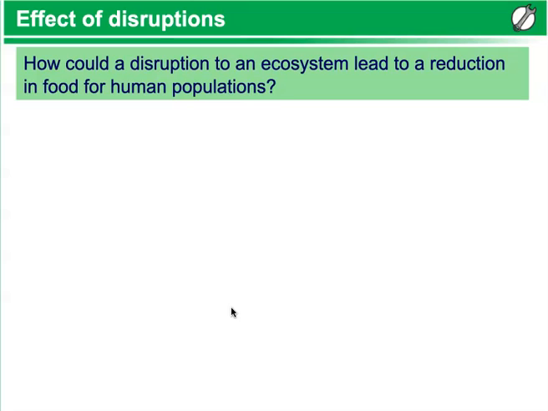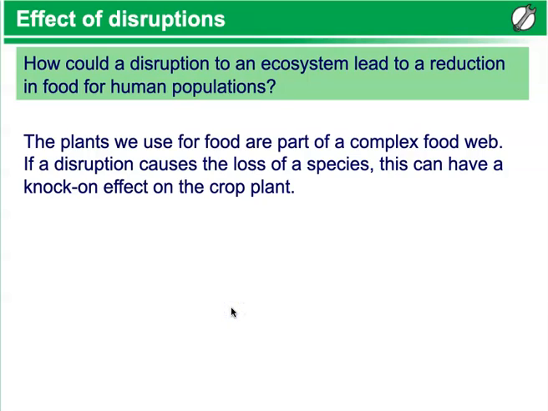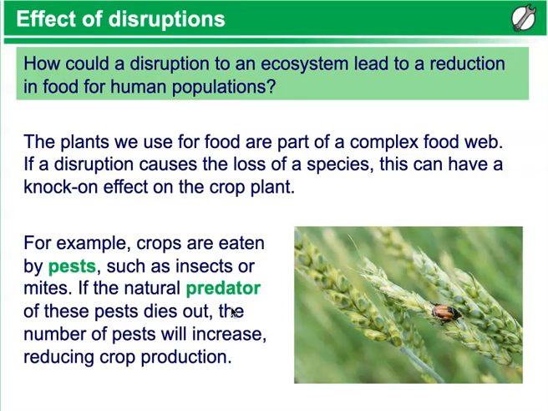Effects of disruptions. How could a disruption to an ecosystem lead to a reduction in food for human populations? The plants we use for food are part of a complex food web. If a disruption causes the loss of a species, this can have a knock-on effect on the crop plant. For example, crops are eaten by pests, such as insects or mites. If the natural predator of these pests dies out, the number of pests will increase, reducing crop production.